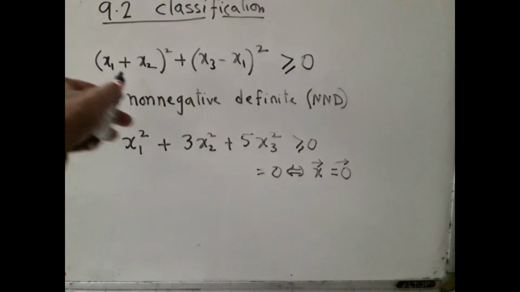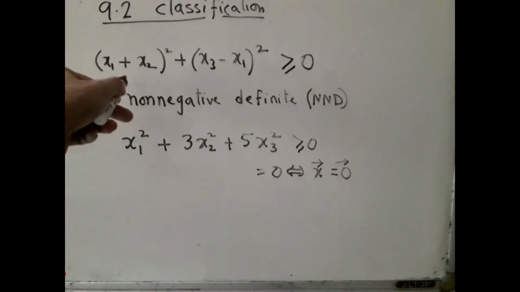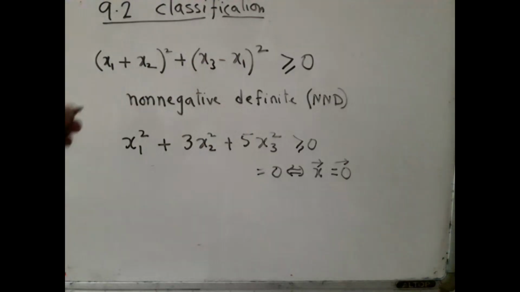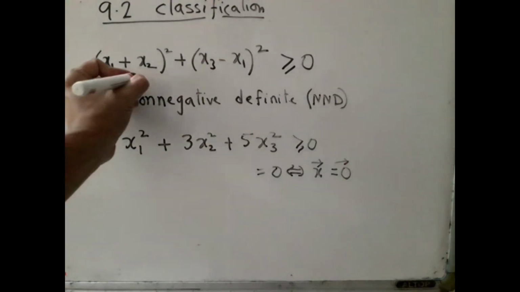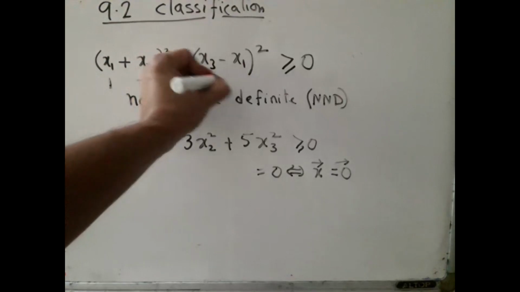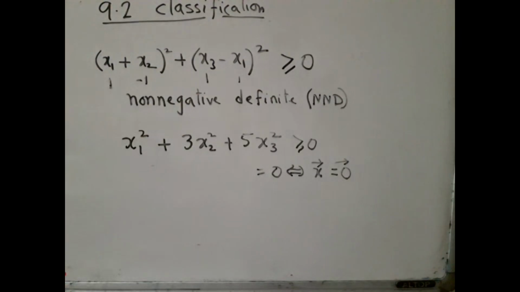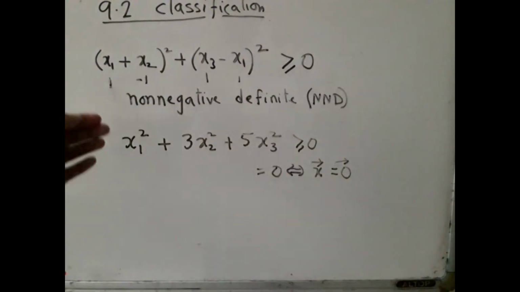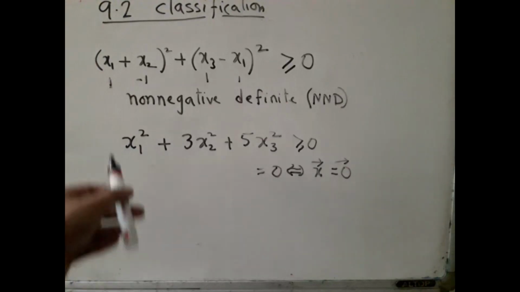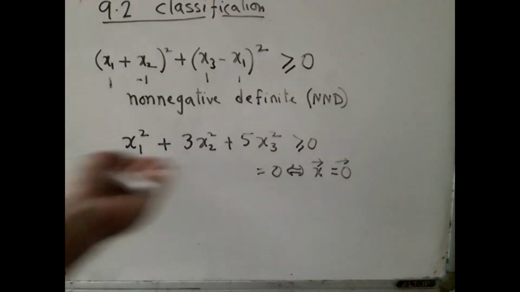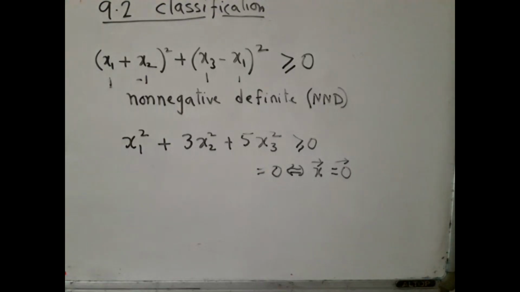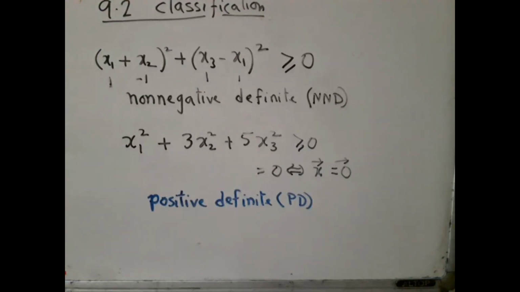For example, if this is 0, you can see x1 is the negative of x2 and x3 is the same as x1. So I can as well take x1 equal to 1, x2 equal to minus 1 and x3 equal to 1. Then also this thing will be equal to 0. So this one is non-negative in a stronger way, because if I put all the xi equal to 0, then it goes without saying any quadratic form has to vanish. But if even at least one of them is non-zero, this must be strictly positive, and such a quadratic form is called positive definite or PD.